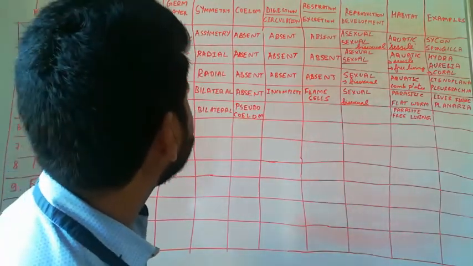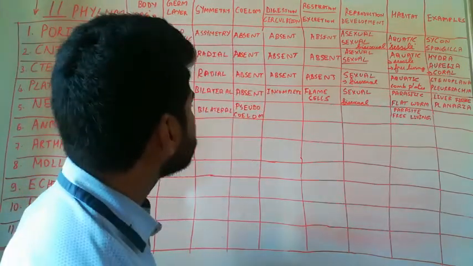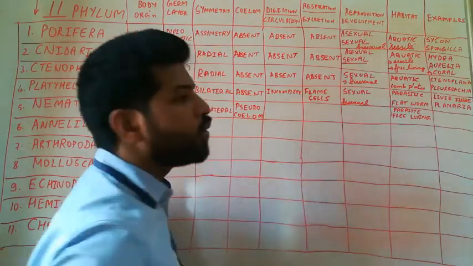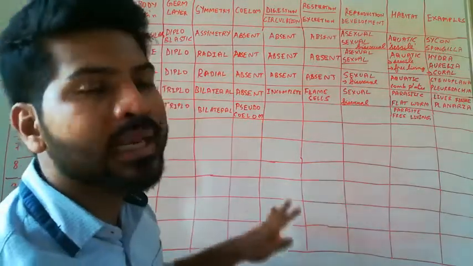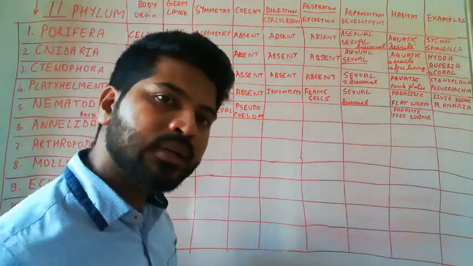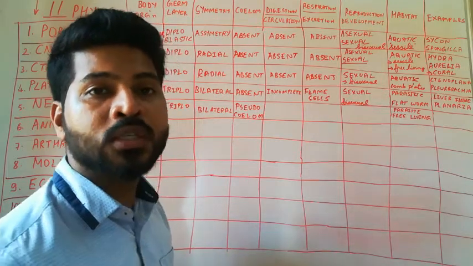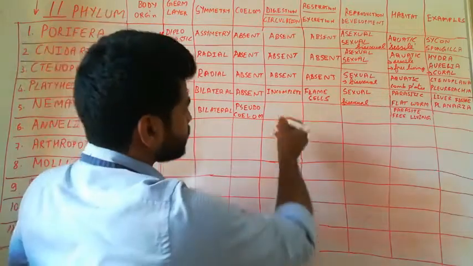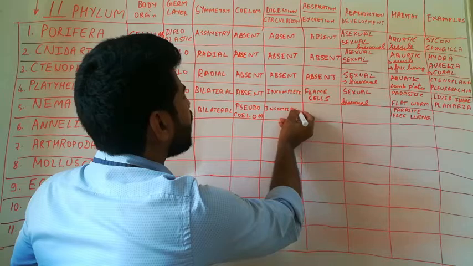The digestive system, respiratory system, excretory system, etc. are not so well developed because these are parasitic organisms present inside other animals or host, so they don't require such specialized structures. So these are incomplete or absent.